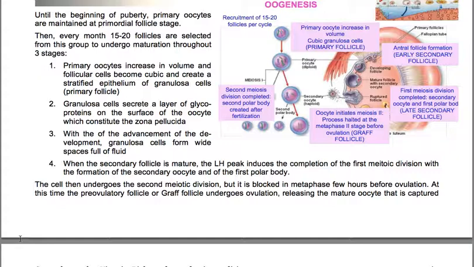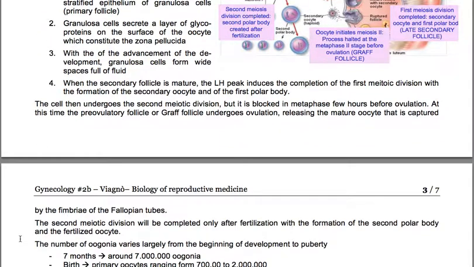At this time, the pre-ovulatory follicle or Graafian follicle undergoes ovulation, releasing the mature oocyte that is captured by the fimbriae of the fallopian tubes. The second meiotic division will be completed only after fertilization, with the formation of the second polar body and the fertilized oocyte.